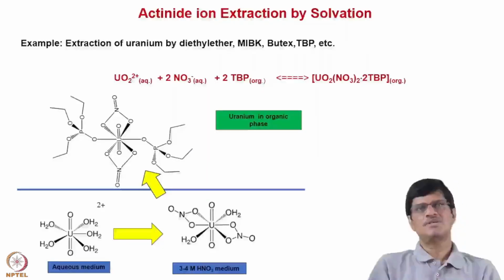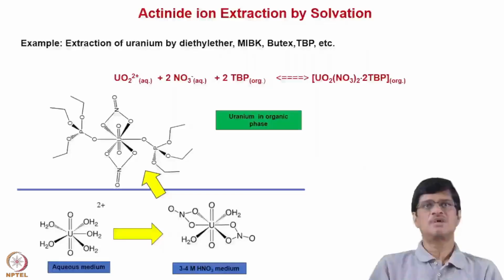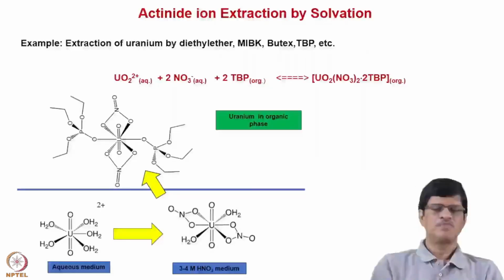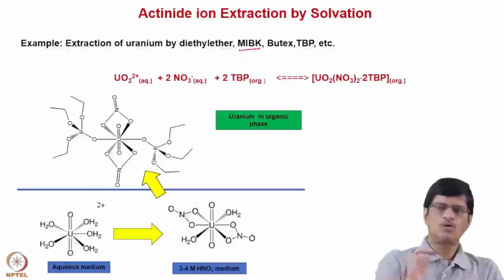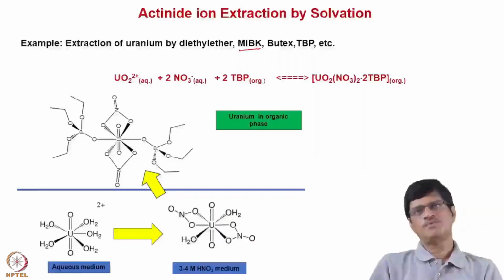I give some examples here. Actinide extraction by solvation. Now the solvation is mostly by TBP. There are also other examples of uranium extraction by diethyl ether, methyl isobutyl ketone or hexone, and butex. These are some of the extractants which were used in the middle of the last century, when uranium extraction studies were carried out in different laboratories.